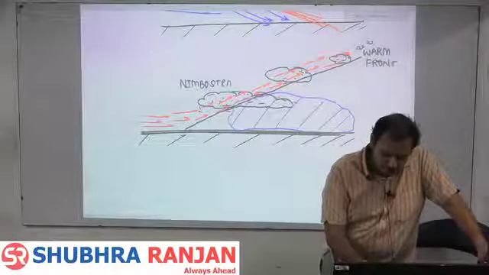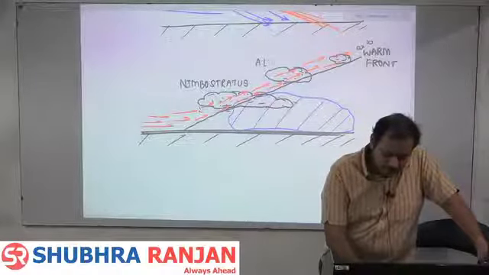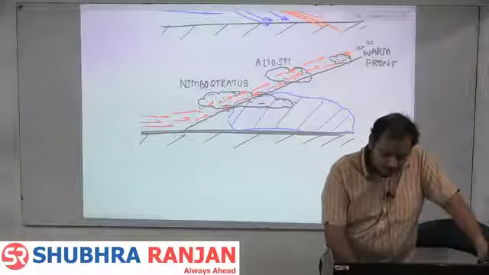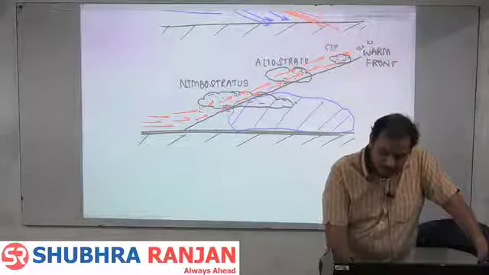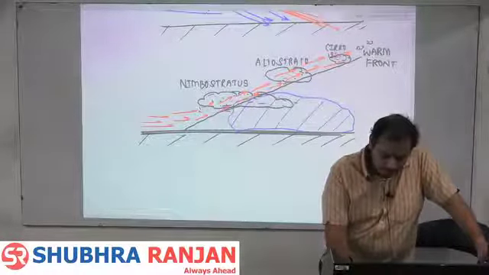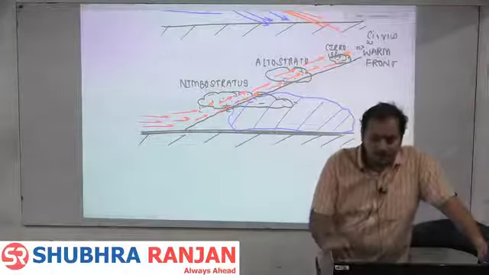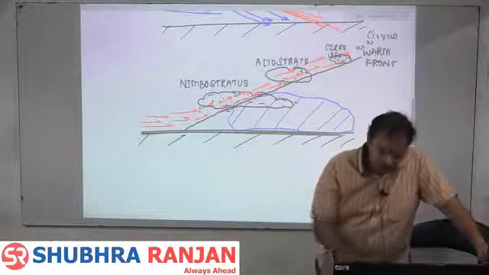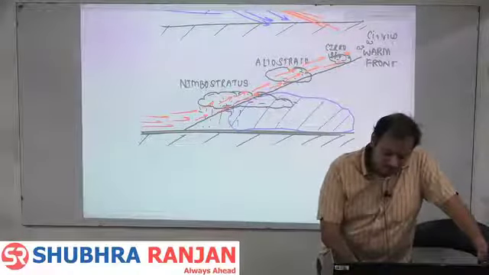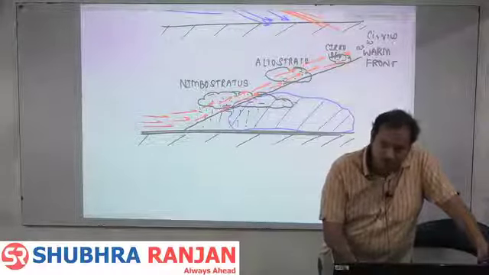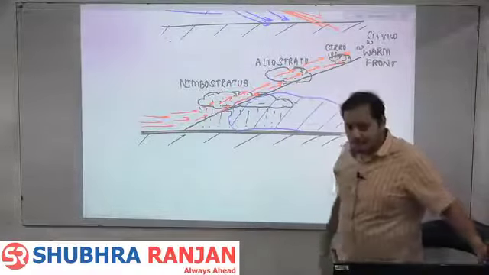formation of nimbostratus cloud, altostratus cloud, cirrostratus cloud, and cirrus clouds in the sky. Because it is associated with the nimbostratus cloud, it will start giving rainfall or snowfall. Fine. So what happens in the warm front?